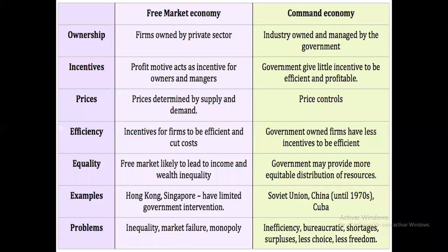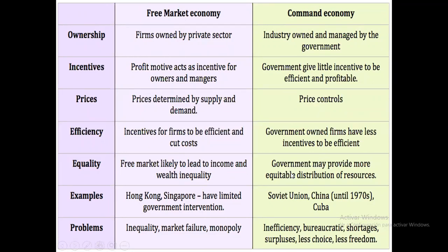Okay, now over here there is a chart where they compare the market economy with a command economy. Over here there are some examples of countries. Hong Kong and Singapore have limited government intervention, while the Soviet Union, China, and Cuba control everything. Over here now, the difference in who owns the industry: in the market economy, it is owned by the private sector, while in the command economy, industry is owned and managed by the government. Everything is managed by the government. They control the price.